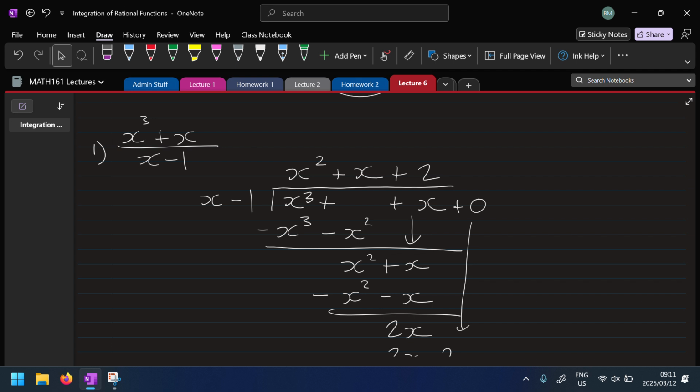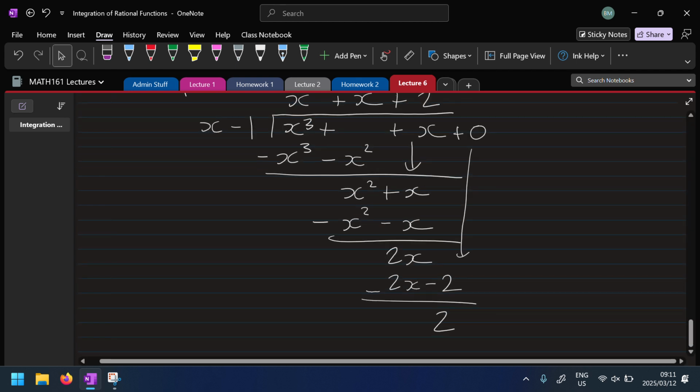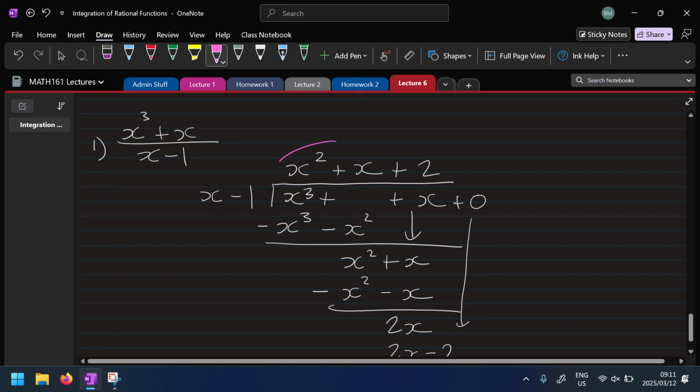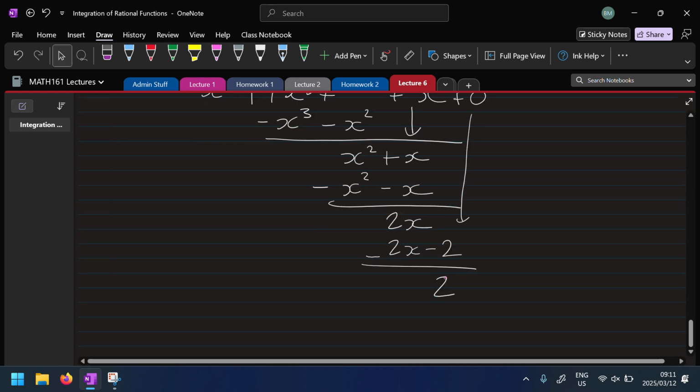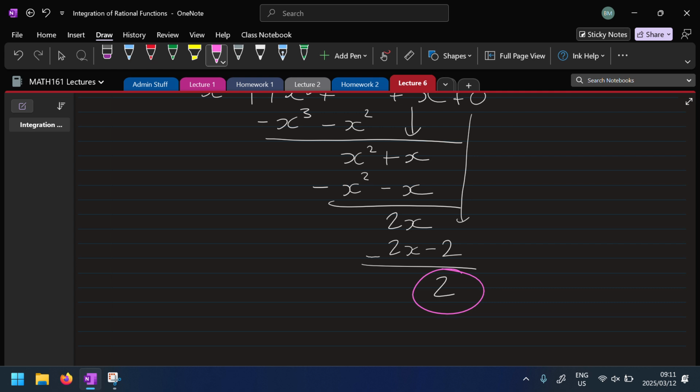You can do x squared divided by x. You can do x divided by x. But 2, you can't. You stop there. Okay, so that's going to be our remainder. So this top part, all of this is the whole number part. And the leftover, because you can't divide anymore, so we leave that. That is the remainder part.